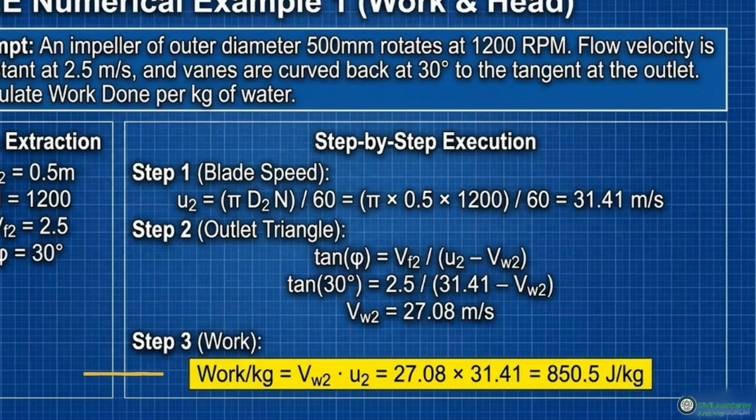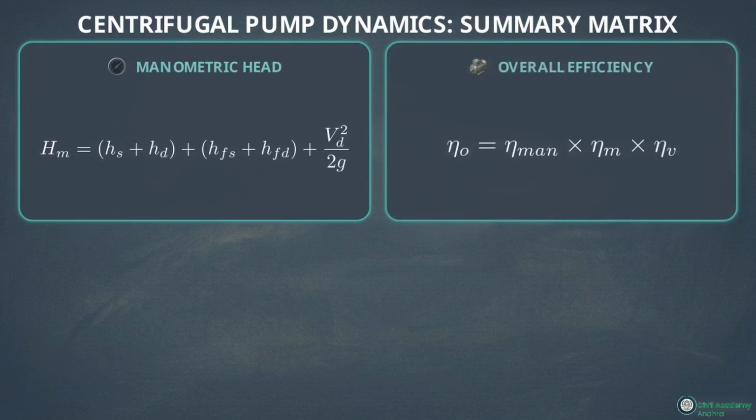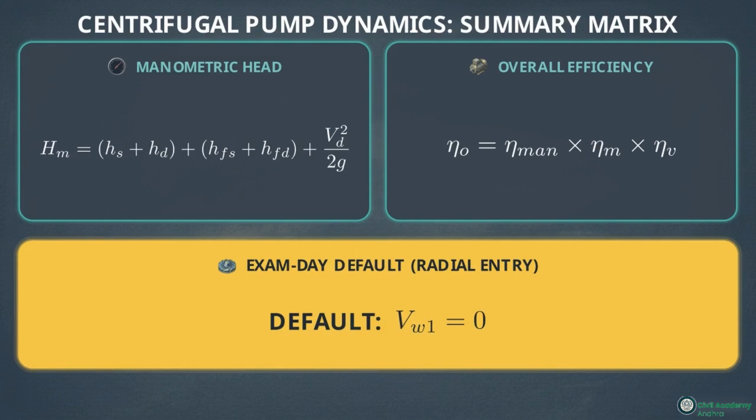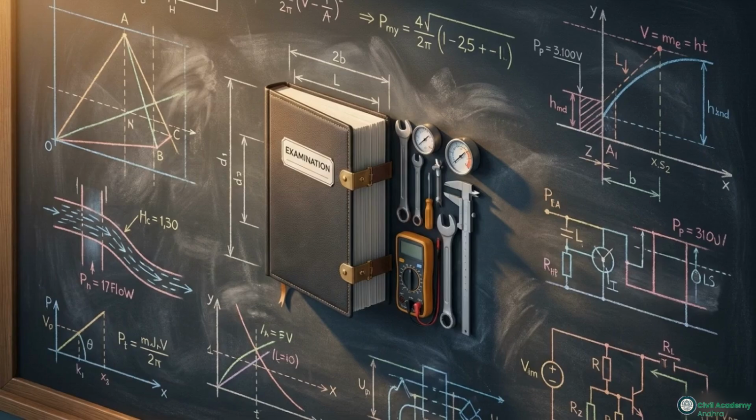To lock this all down, take a screenshot of this summary matrix. Keep the head stack formula and the overall efficiency multiplier fresh in your mind, and always default to assuming radial entry at the inlet. Mastering this specific sequence, from hardware flow to tracking power losses to identifying unit traps, gives you a complete diagnostic toolkit for dominating the fluid machinery questions on your exam.